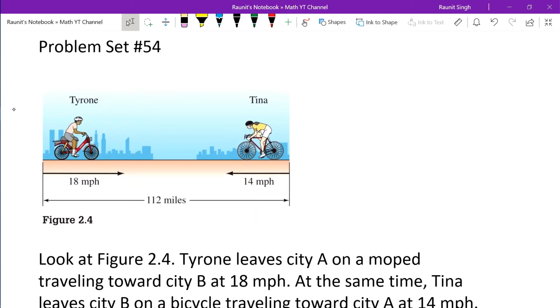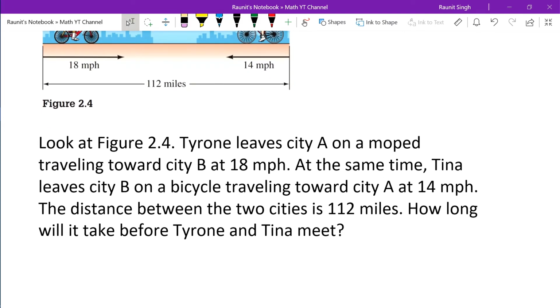So, problem set number 54. We see that there's an image. We have Tyrone moving on a moped, going 18 miles per hour that way, and then Tina going 14 miles per hour the other way. So, the problem is, Tyrone leaves City A on a moped traveling towards City B at 18 miles per hour. At the same time, Tina leaves City B on a bicycle traveling towards City A at 14 miles per hour. The distance between the two cities is 112 miles. How long will it take before Tyrone and Tina meet?